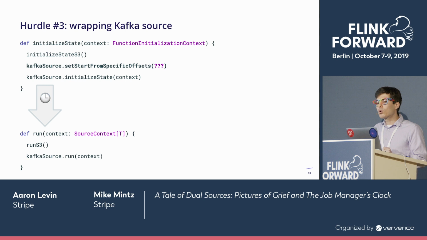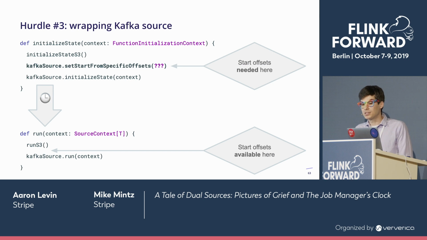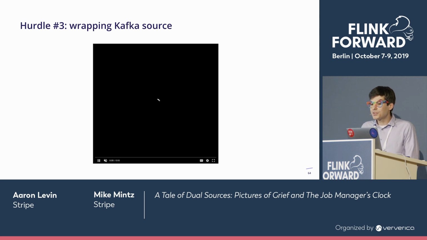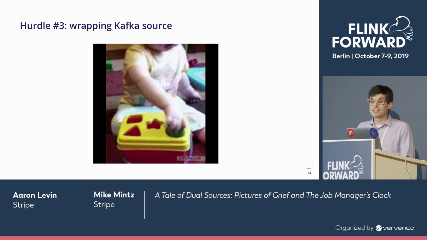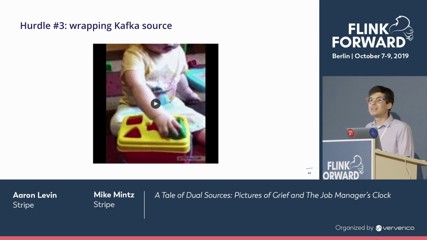The problem is, before we can initialize the Kafka source, we need to configure which offsets it should start from. And in order to know which offsets it should start from, we need to wait for the S3 bootstrap to finish. But the arrow of time is flowing in the wrong direction. Nothing seems to fit anywhere, no matter how hard we try. And we tried a lot of things, setting the offsets after initializing the state, calling initialize state from the run method, reading S3 files at startup, but none of it really worked for us the way we wanted.